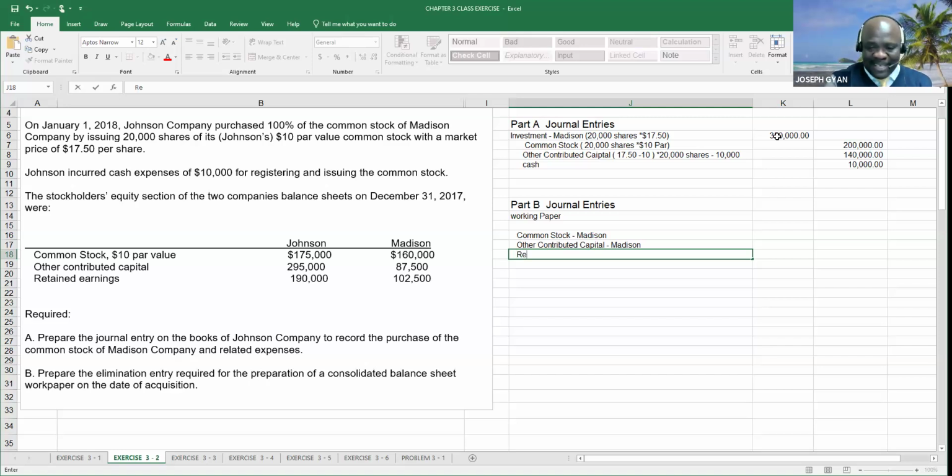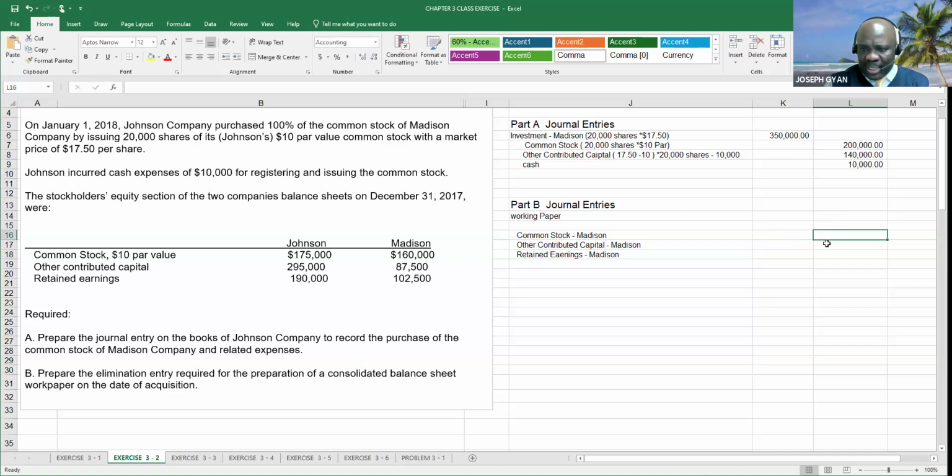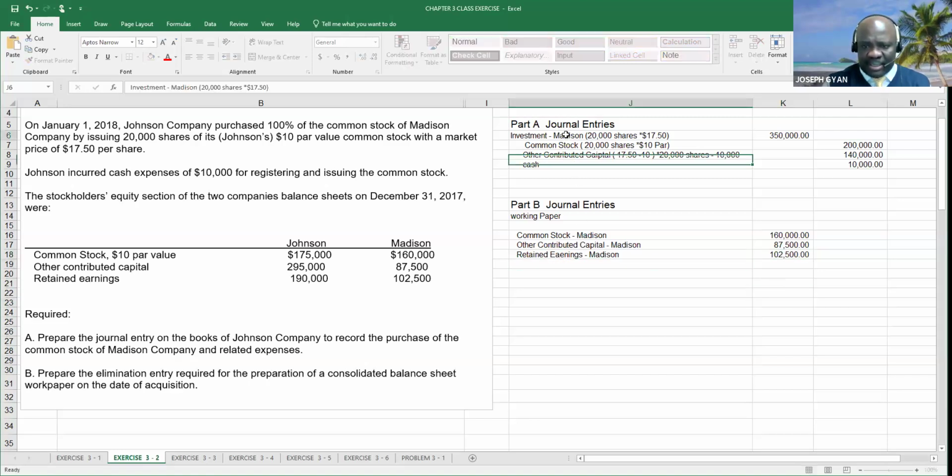We have to also eliminate the retained earnings, right? Retained earnings is also an equity. We have to eliminate the retained earnings in Madison. And it was given to us that the common stock is 160,000, right? So we are eliminating this 160,000. We are also eliminating the other contributed capital 87,500, and the retained earnings 102,500 here against the investment. Then we carry the investment here.